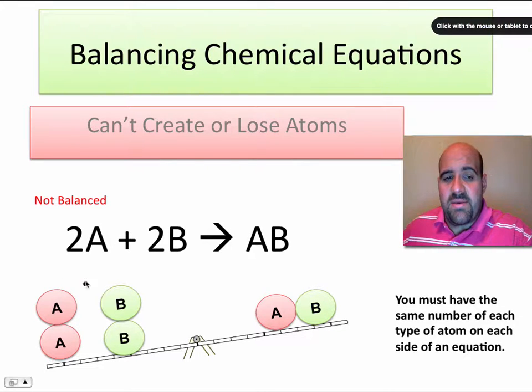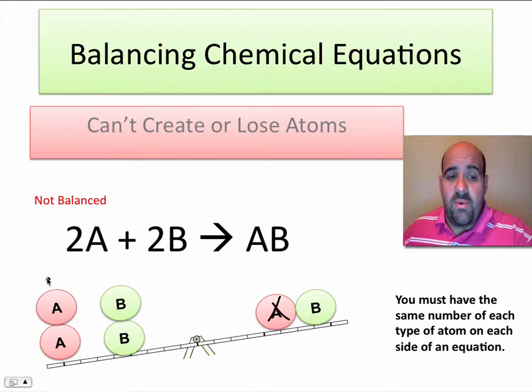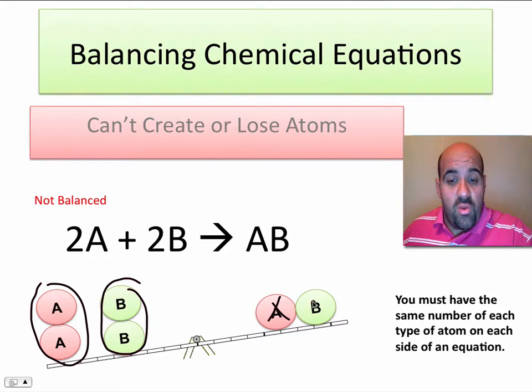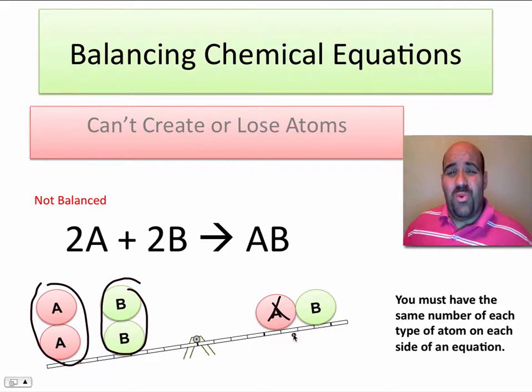Two A atoms combine with two B atoms to produce, say, the molecule AB. And again, we only have one A atom over here, but we started with two. So what happened to this other A atom? And here we have two B, but only one over here. We generally can't lose or gain atoms in a chemical reaction when we're dealing with formulas. We have to keep track of all of them.